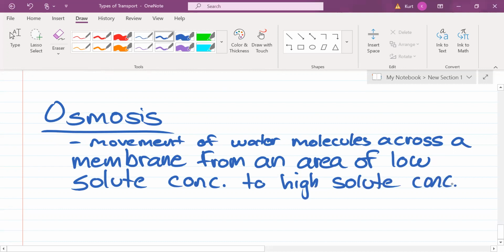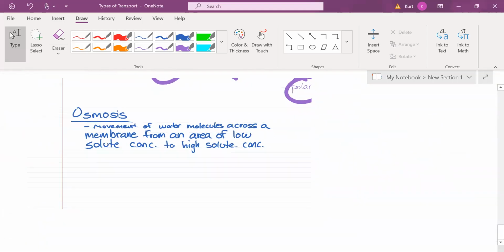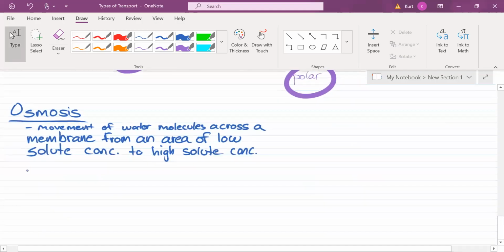Now you might be thinking I just made a typo. Wait, what do you mean? Why are you going from low to high? That's not it. There's a lot here. This is the most confusing one, so I'm going to take my time and slow it down a little bit. In order to understand what's going on here, we need to first remember what a solute is.